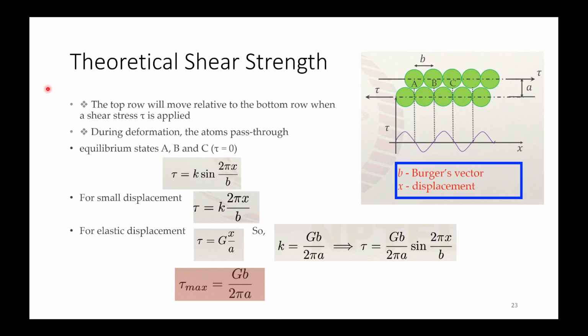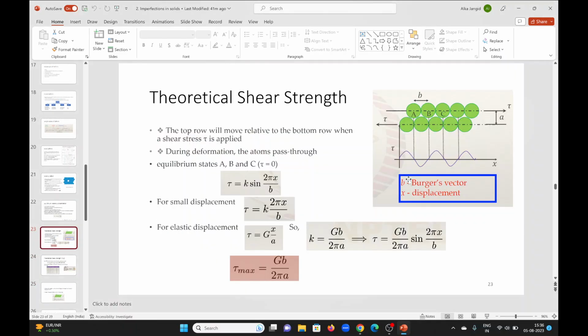Now another topic is theoretical shear strength. For this you need to assume this is your crystal. So this is a plane of atoms, and this is another plane. Now the interplanar spacing is A and the interatomic distance is B.